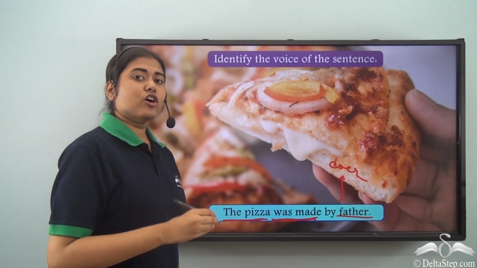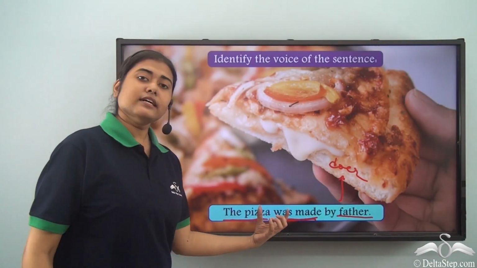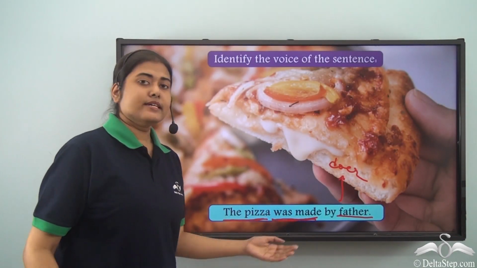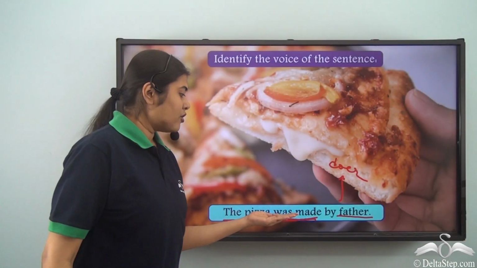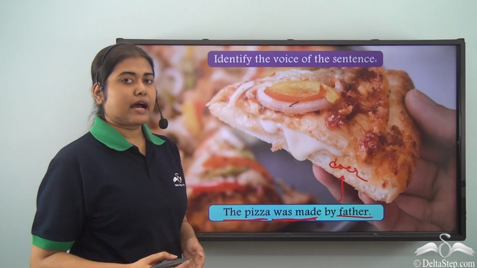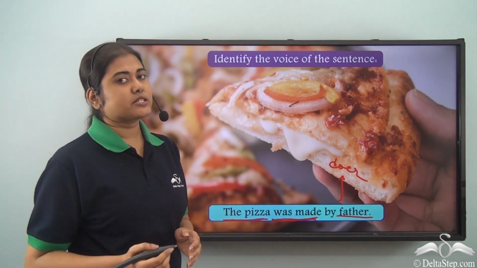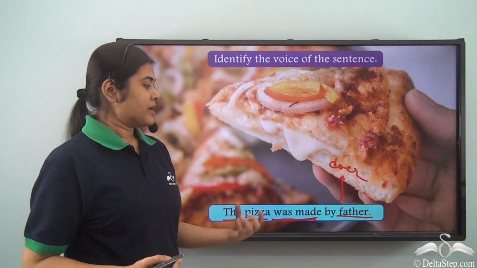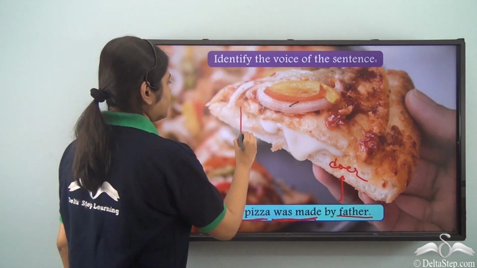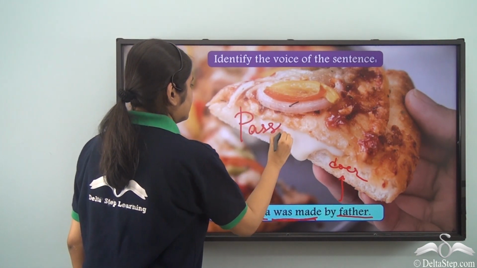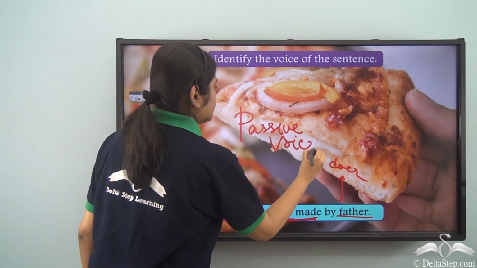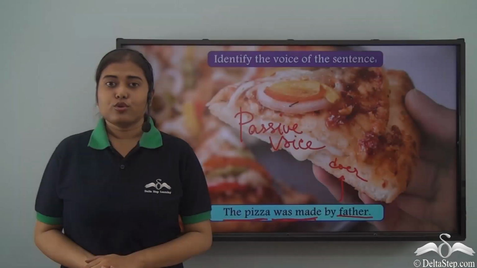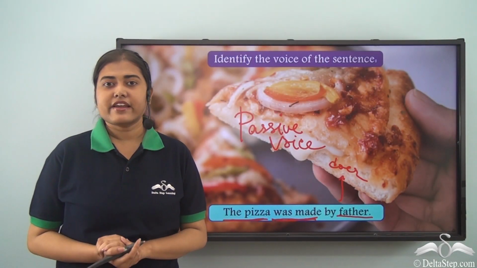Also, you will note the form of the verb is was made. So was is the be verb and made is the past participle form of the verb make. So the verb was made is formed by the be verb plus past participle form of the verb. Hence, it is in the passive voice.